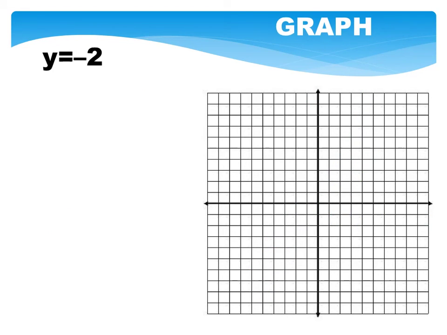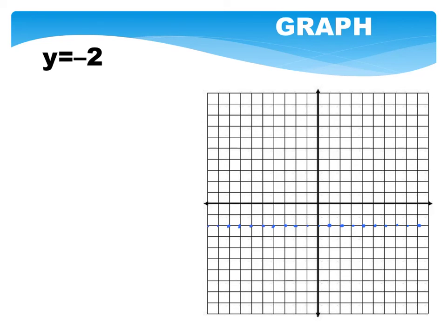y = -2. Now, as you can see, there is no x value here, which means this is not my slope. So y = -2, what does that mean? Well, that means that for every single coordinate on the graph, it has a y value of -2. So every x value on this graph has a y value of -2. So it's going to be this horizontal line, y = -2.